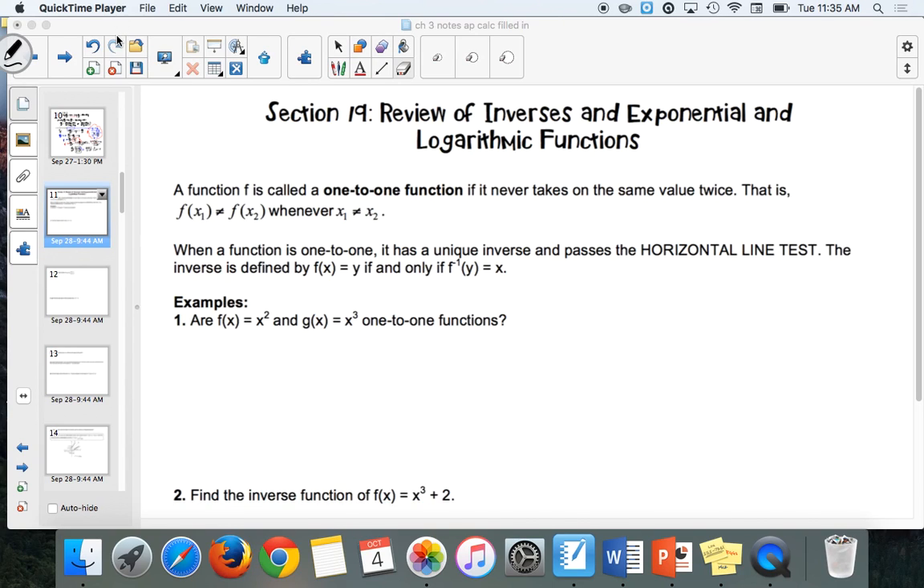Section 19 is a review of inverses and exponential and logarithmic equations. You guys are probably going to remember a lot of this, exponential and log equations, but you probably haven't seen some of this other stuff.